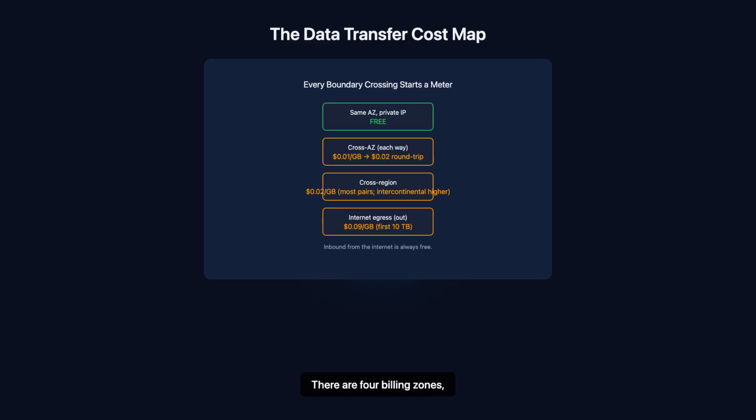There are four billing zones, and each boundary you cross starts a meter. At the top, same AZ traffic over private IP addresses is completely free. That's the only truly free path. Cross one availability zone, and you pay a penny per gigabyte. But here's the catch. It bills on each side, so a round trip is effectively 2 cents. Cross a region, and the standard rate is 2 cents a gigabyte for most region pairs, with some adjacent pairs like US East 1 and US East 2 running closer to a penny.